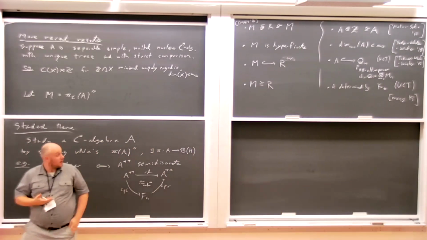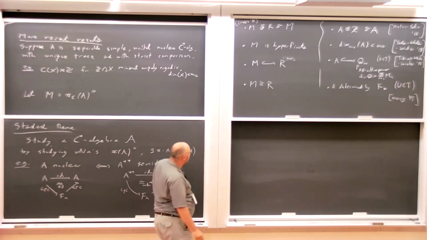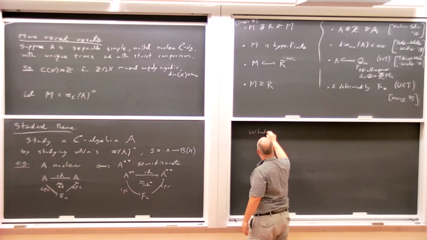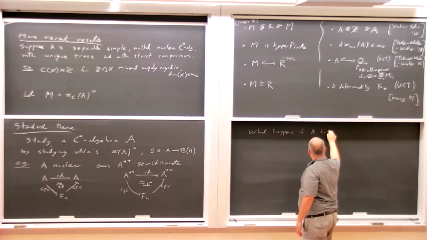So what I want to talk about is, this is all when there's a unique trace. I want to strike out that hypothesis and keep the rest. So what happens if A has several traces?